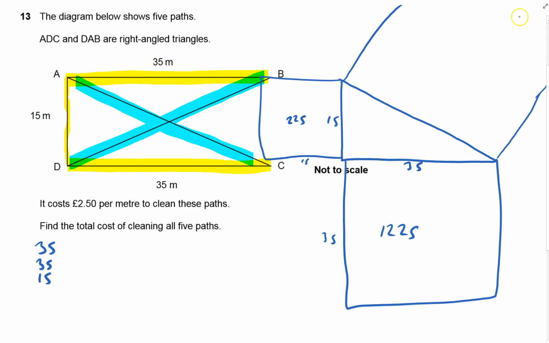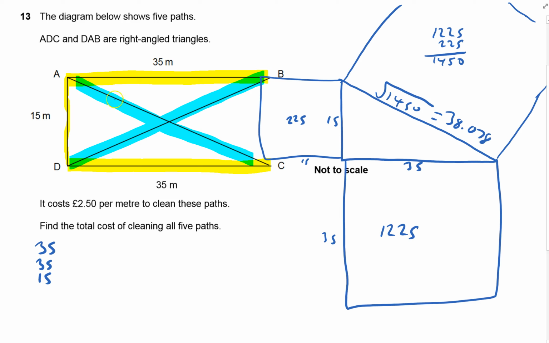Can't even draw the whole thing on there, it's so big. And that is going to be 1225 plus 225, I'll write it down, 1225 plus 225, and that equals 1450, and that would be the area of the whole square. So we will need to square root it to find the length, and the square root of 1450 is 38.078, and that does that one.